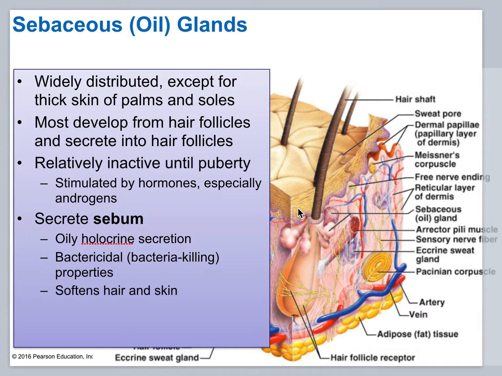Sebaceous glands are oil glands. You see these around the hair follicle here. What's unique about these glands is they're around the hair follicle, so they secrete their oily substance in and around the hair. That's what gives the hair an oily appearance after it's not been washed for a period of time. These secrete by holocrine secretion. That's when the glands rupture and release their secretions that way.